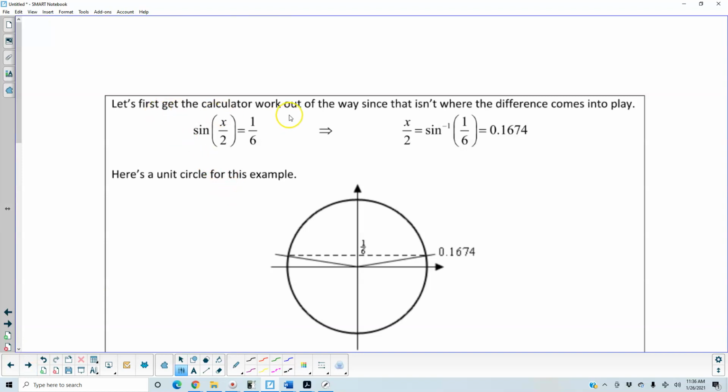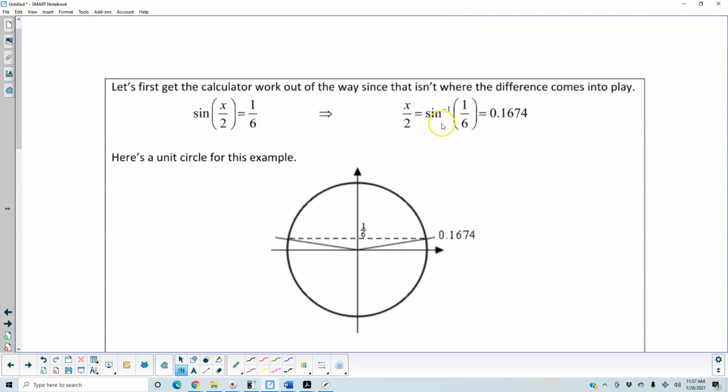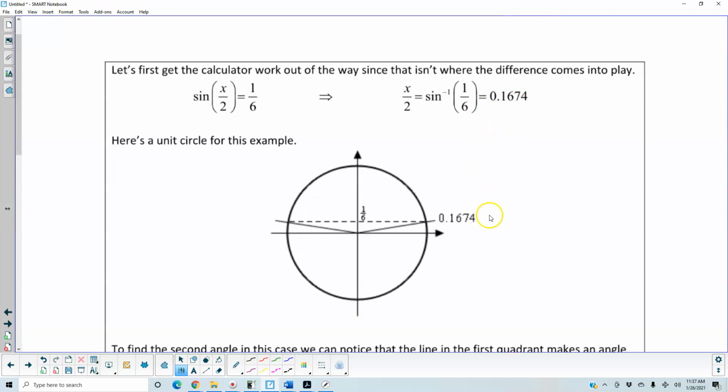So let's get the calculator work out of the way, since that isn't where the difference comes into play. The sine of x over 2 is equal to 1 over 6. We divide both sides by sine, so we get x over 2 is equal to the sine inverse of 1 over 6. And the sine inverse of 1 over 6 is equal to 0.1674. So there's the one angle, and then there's the other angle.